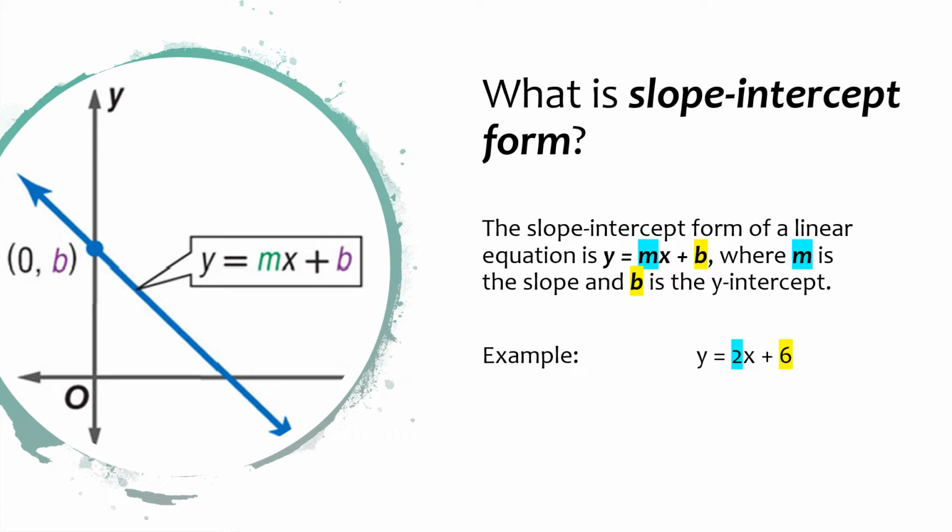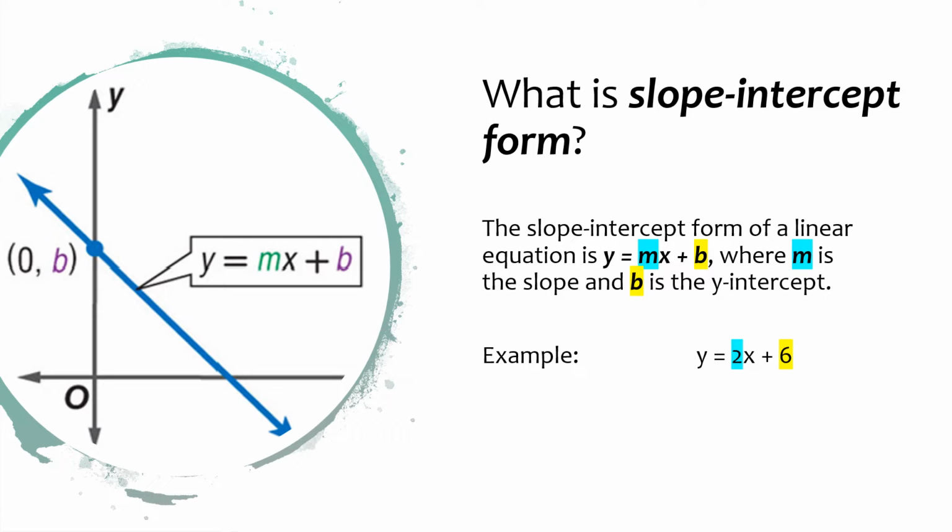Okay, so you weren't familiar with standard form, but you did know slope-intercept form. So here it is, that lovely thing you've been waiting for, slope-intercept form. The slope-intercept form of a linear equation is y equals mx plus b, where m is the slope and b is the y-intercept.